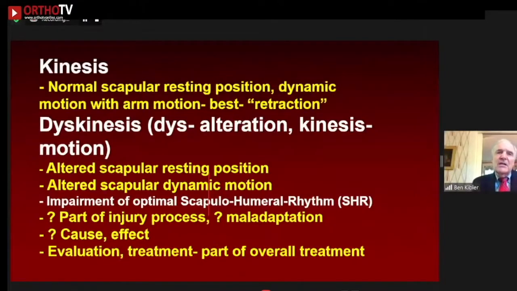Kinesis is normal scapular resting motion or dynamic motion with the arm. Dyskinesis is alteration of this. It's either altered resting position or altered motion. It's not a diagnosis. It's an impairment, which means it interferes with normal arm function. It's part of the injury process. It can be a cause or an effect, as we'll show you in a minute, but it needs to be evaluated and treated as part of the treatment of the shoulder.